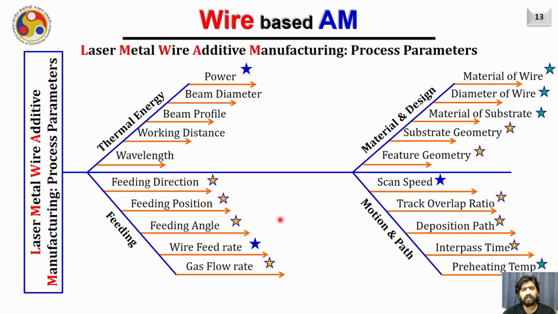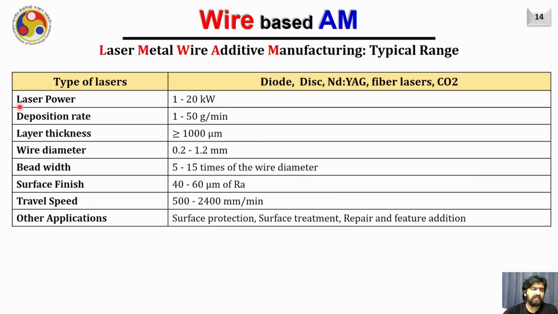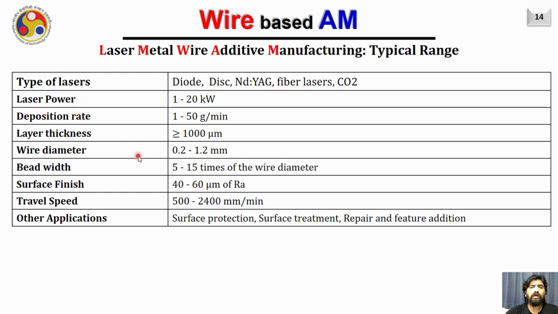Let us now discuss the typical range of these process parameters that are important for any laser metal wire additive manufacturing system. The first important process parameter I already mentioned is the laser power. So the first parameter is the type of laser.